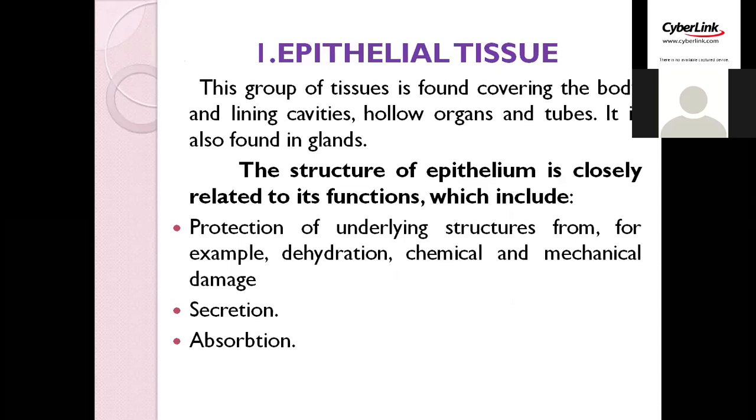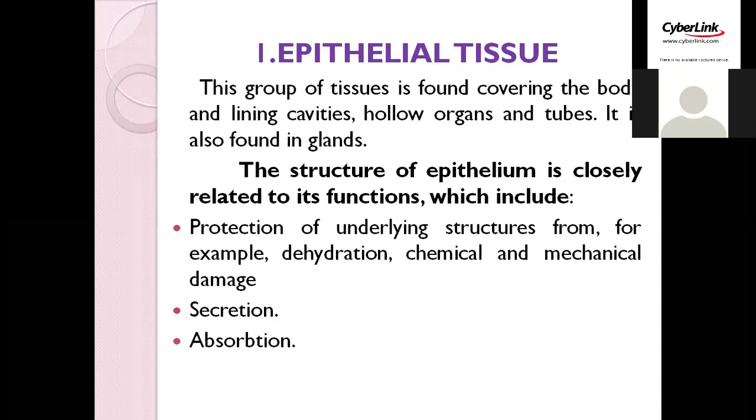This group of tissue is found covering and lining cavities like your stomach, your small intestine, your heart, and hollow organs. Whenever we say hollow organs, that means organs which form a hollow tube inside, for example our stomach, small intestine, and large intestine. These are hollow organs, and also tubes like your esophagus. It is also found in the glands. The structure of the epithelium is closely related to its function.